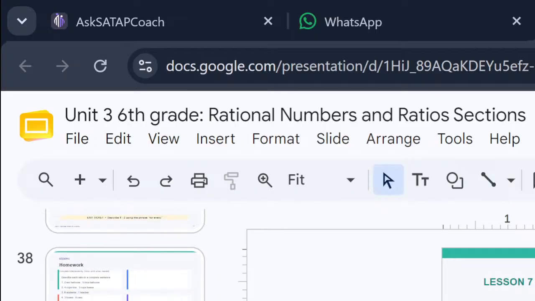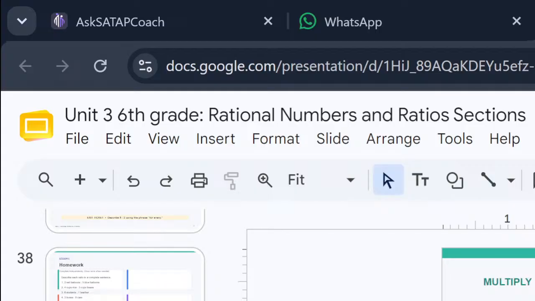Lesson 7, table of equivalent ratios. I can create a table of equivalent ratios. Red to blue, or blue to red, I like blue better. Okay. 2 to 3, 4 to 6, 6 to 9, 8 to 12. Multiply both quantities by the same factor, 2 to 3, and then 4 to 6, and then 6 to 9. By the way, this is lesson 7. I can create a table of equivalent ratios.